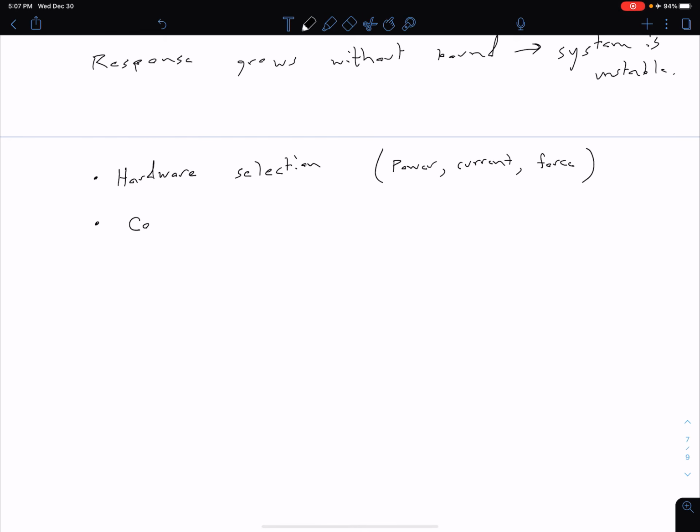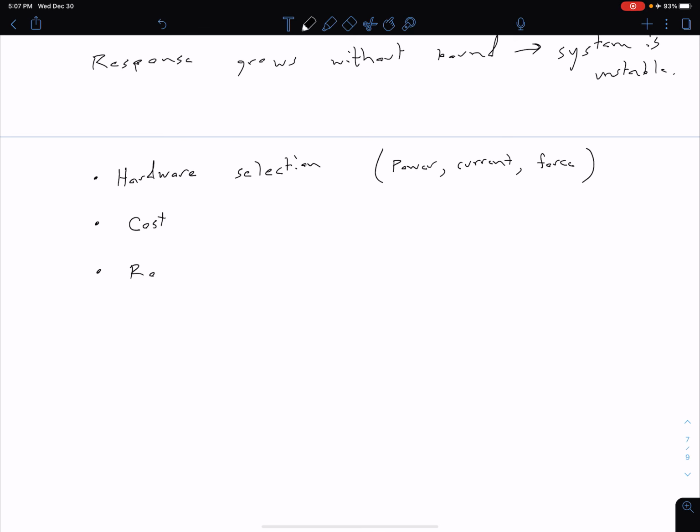Another one would be cost. Oftentimes there's a trade-off between these two things. For instance, if we want something that can handle a certain amount of force, we could get something that could handle a much greater force, but that's usually going to be an increased cost. So we need to find that nice balance between meeting our needs, but not over-designing.